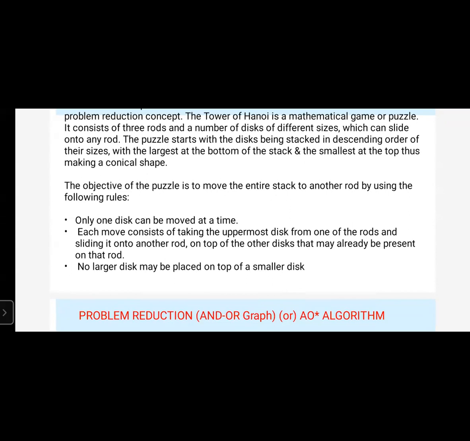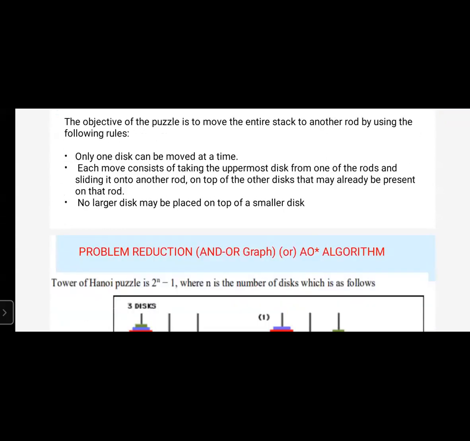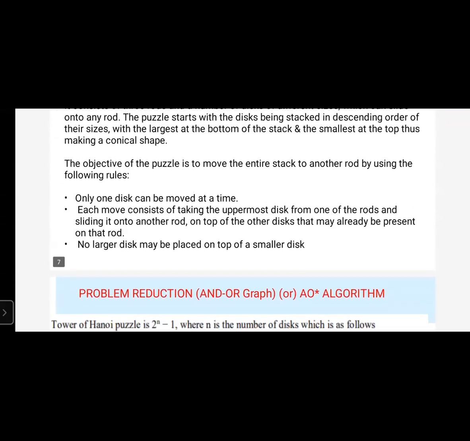The third rule is that no larger disk may be placed on top of a smaller disk. That means the larger disk should not be placed on the smaller disk. On the top only the smaller disk should be there, and on the bottom the larger disk. The reverse should not happen.